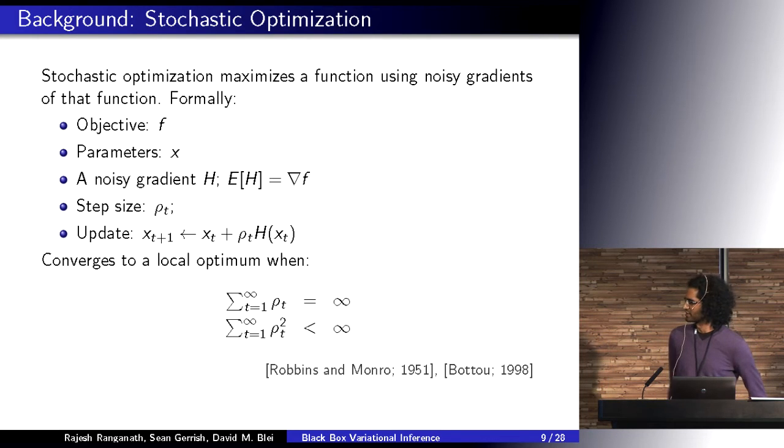To maximize a function using noisy gradients, we use stochastic optimization. Specifically for a function f, if you have an unbiased gradient h, so h is a random variable which in expectation is the true gradient, and you step in the direction of that noisy gradient according to these step size conditions, you'll converge to a local optimum. The first condition sort of means if you're far enough away, you'll get there. The second condition is to control the noise.